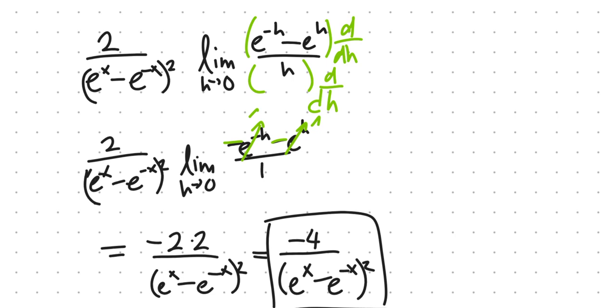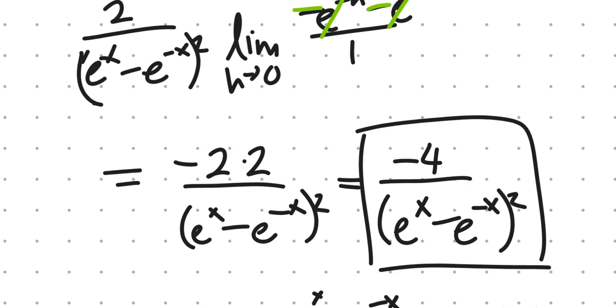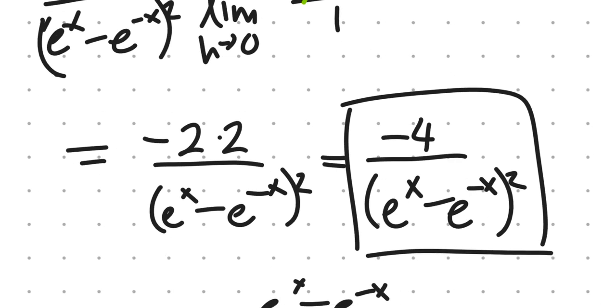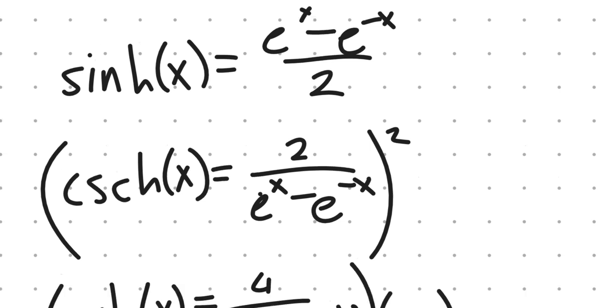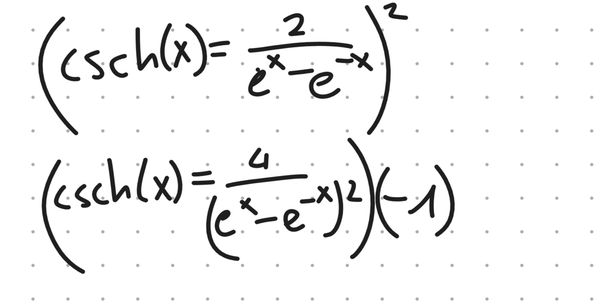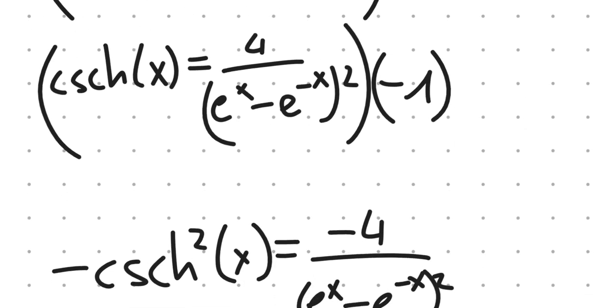Now everyone would ask themselves, okay, where do we get the cosecant hyperbolic squared of x? Now we know the sinh of x is equal to e to the x minus e to the negative x over 2. But if we flip this, we get cosecant hyperbolic, and if we square it, we get 4 divided by e to the x minus e to the negative x squared.